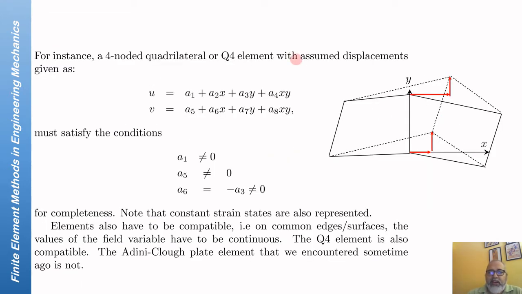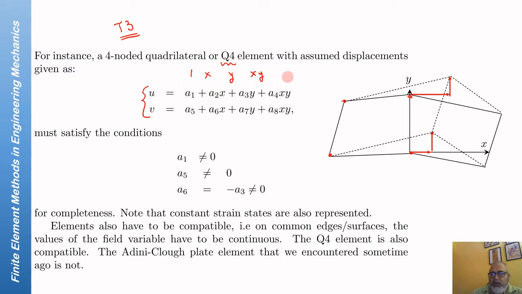There is a quadrilateral element, a four-noded quadrilateral element, which we will call the Q4 element. By the way, the three-noded triangle is sometimes called the T3 element, and this is the Q4 element. Nodes are here, and the displacements, assumed displacements, are these. So here we are using 1, x, y, xy as the trial functions.